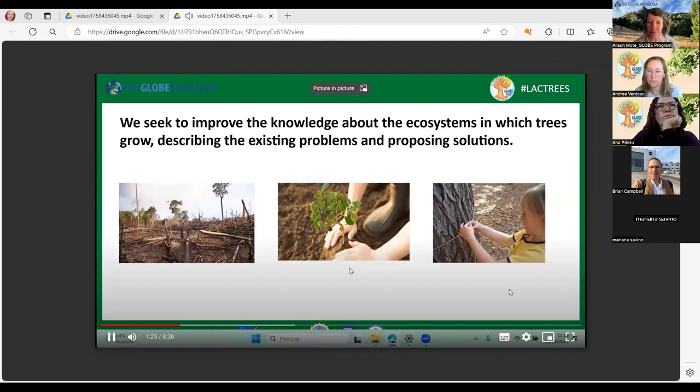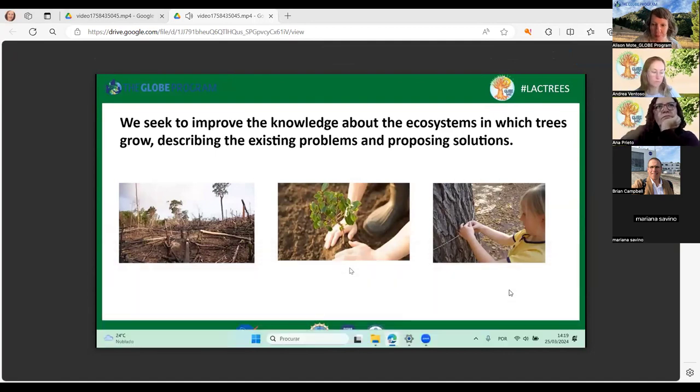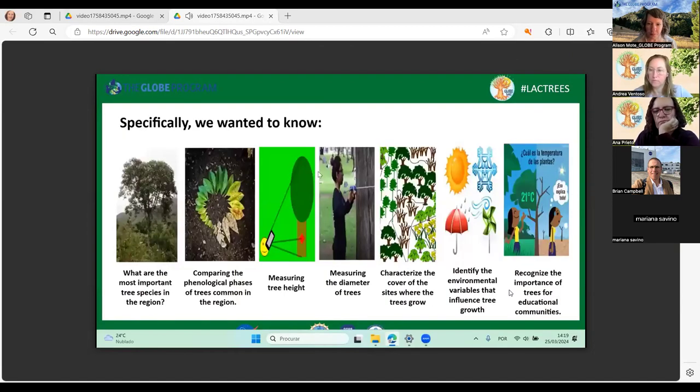Trees, and to guide the students so they can propose some solutions for problems that could be detected during the campaign. Specifically, we wanted to know what are the most important tree species in the region, comparing the phenological phases of common trees in the region, and measure the tree height and the diameter of the trees.